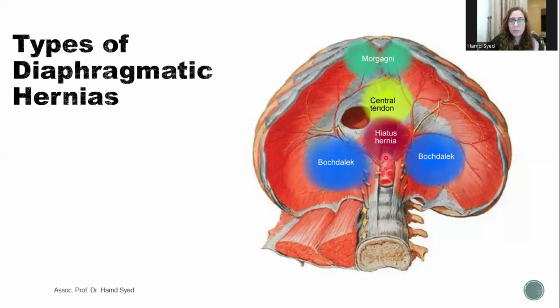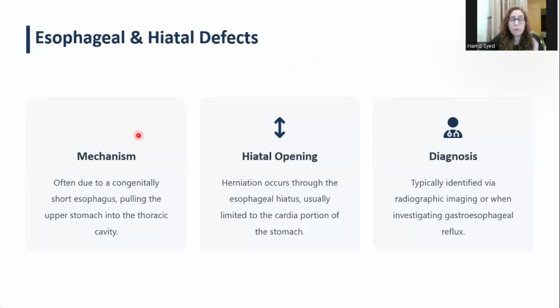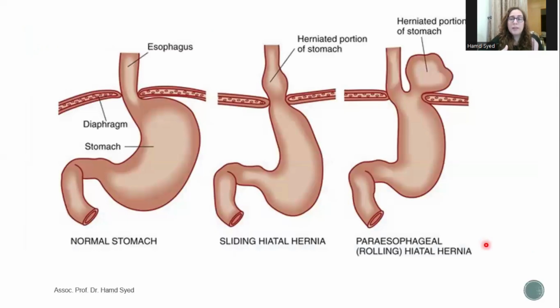So let's talk about hiatus hernia. In the hiatus hernia, the mechanism is usually a congenitally short esophagus. So the short esophagus causes the pulling up of the upper stomach into the thoracic cavity. And this is limited to the cardiac portion of the stomach only, and it can typically be identified in an X-ray when the patient is being investigated for the complaint of gastroesophageal reflux. So GERD, that is gastroesophageal reflux, is a typical complaint in case of hiatus hernia.